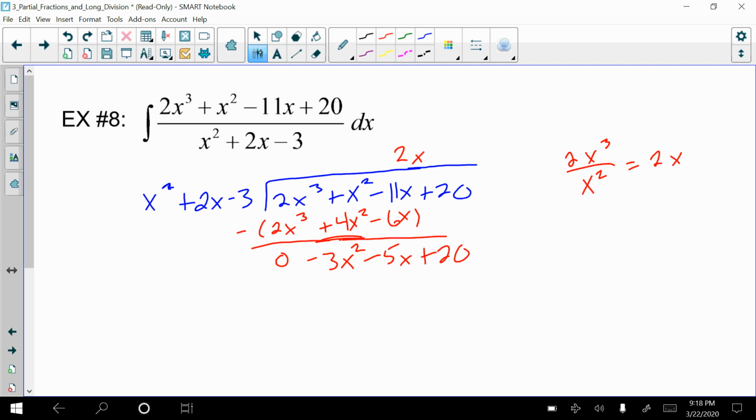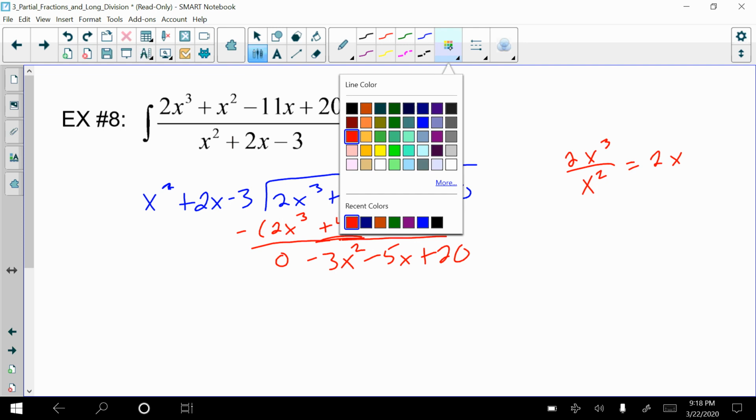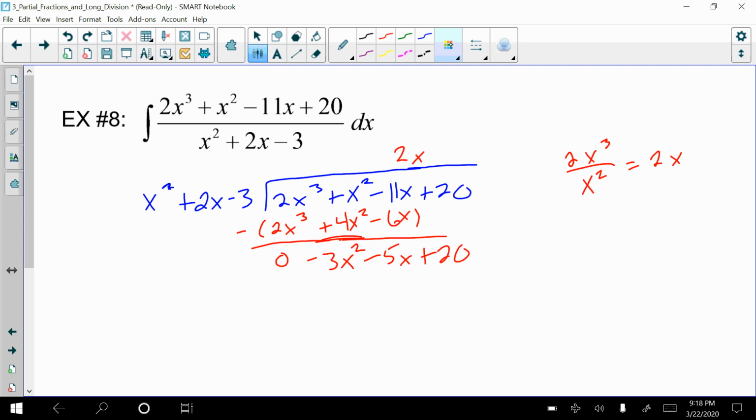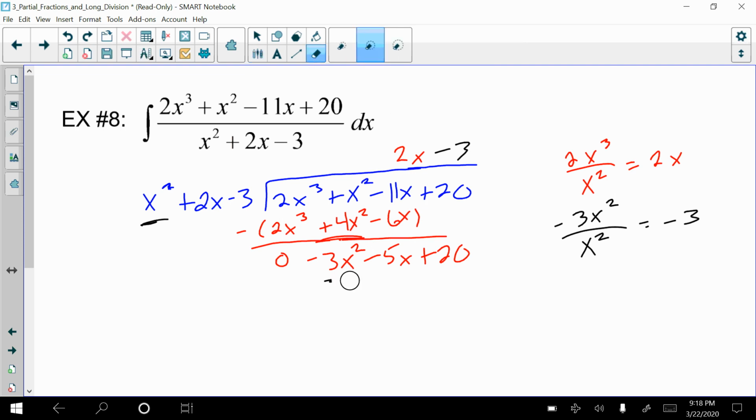Well, at this point now, we have a new leading term that we continue doing our division with. So I have a leading term here, and this leading term doesn't change. If I say negative 3x squared over positive x squared, that simplifies to a negative 3. And that goes here, negative 3, over the constants column of the dividend. And we repeat the process.